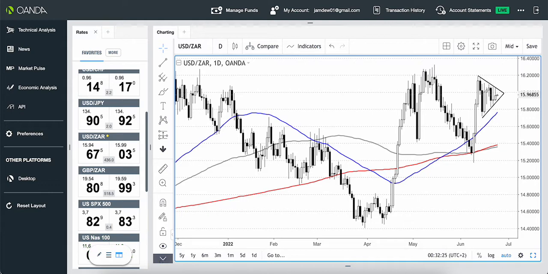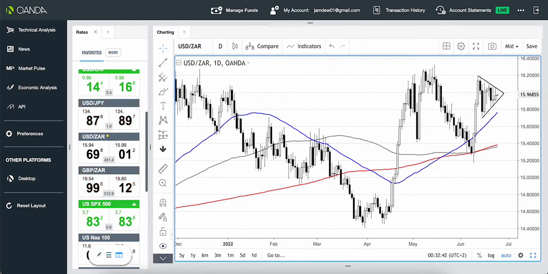whilst I was scanning the charts at the end of the day. This is the South African Rand against the US dollar, USD ZAR. And basically, if it goes up, it means that the dollar is strengthening against the South African Rand. If the chart moves down, the Rand is strengthening against the dollar.